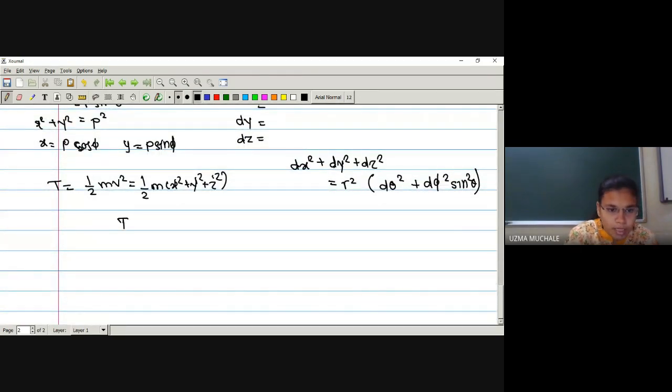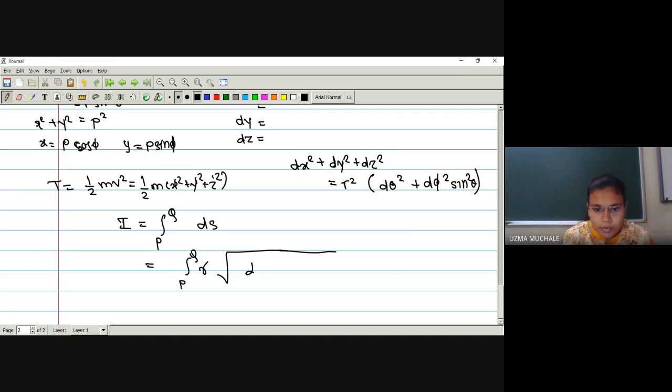So what will be the integration now? It is nothing but the integration from p to q. What will be the resultant term here? ds. So instead of writing the value of ds, now we can write down the value. Say integration p to q. This is nothing but under root of dx square plus dy square plus dz square. What is that? It is nothing but r square. I can take r outside. So what remains under the root? It is d theta square plus d phi square sin square theta.